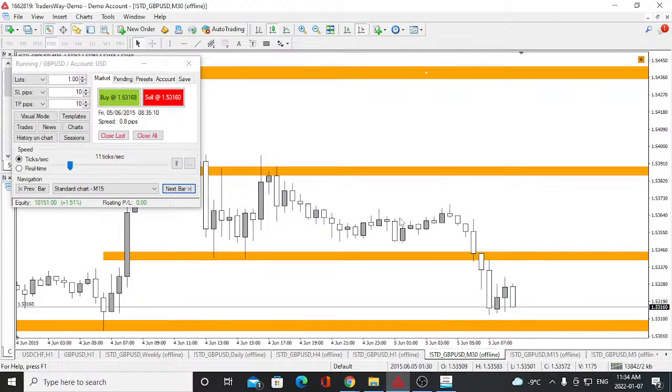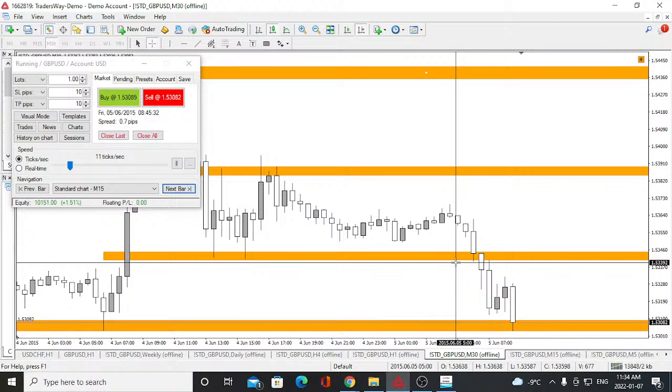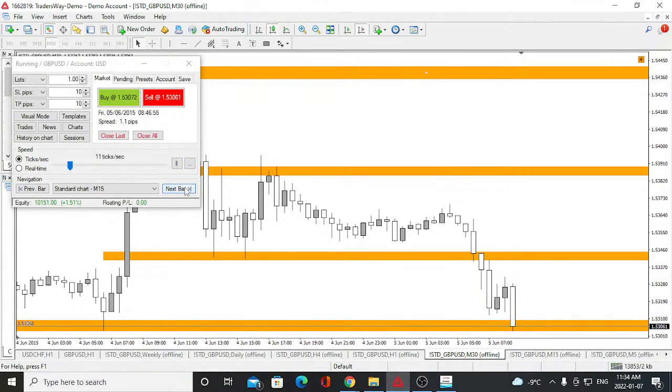So right here we have price continuing. We're going to go to the next 15-minute candle, and price is continuing. This one had a lot of momentum because this just gave you almost 40 pips right off the rip. That's really good.